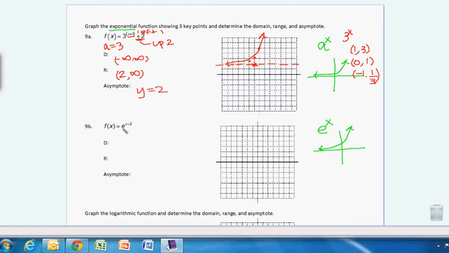Right now we have e to the x minus 2. This is telling me to go right 2. And then my a value is going to be the e, so the 2.7. So I'm not shifting from the 0, I'm just going to go right 2, and my new origin's right here.